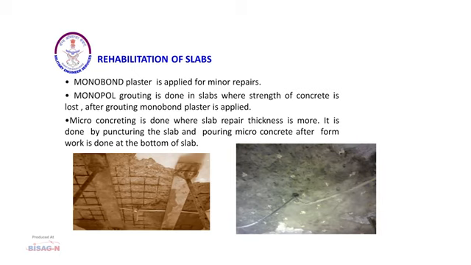You need to grout that concrete with epoxy based chemicals, and if the thickness of repair comes out to be more than 20 to 25 mm, then the answer is micro concreting. You need to place the shuttering below the slab, puncture a hole from the top and pour the micro concrete.